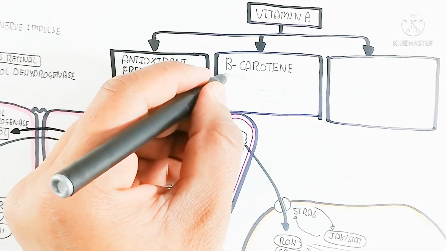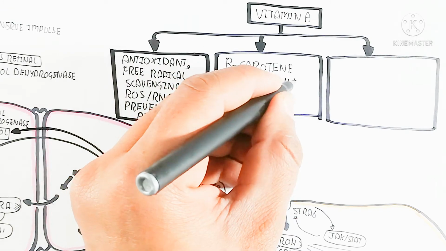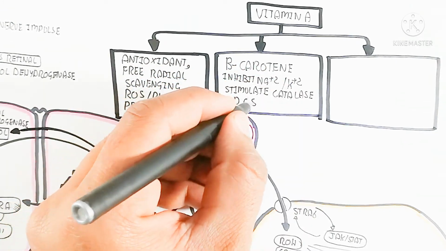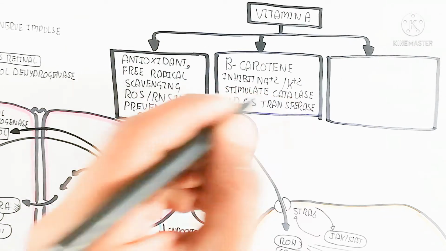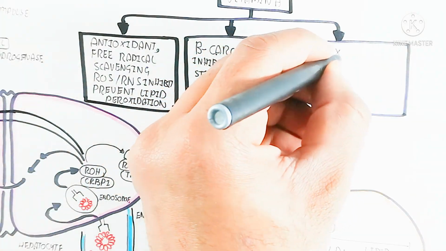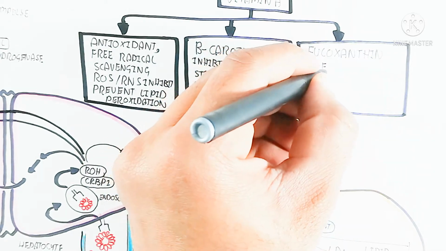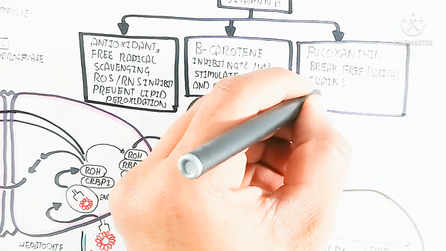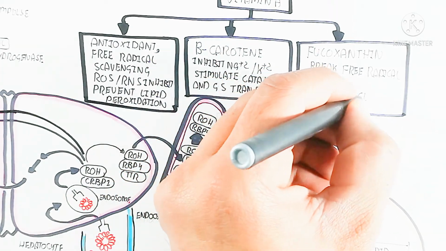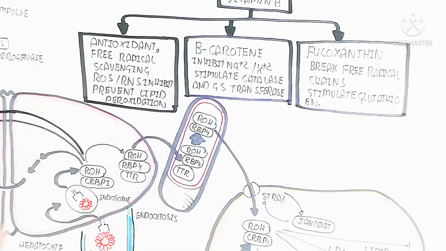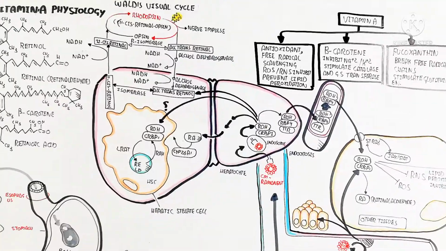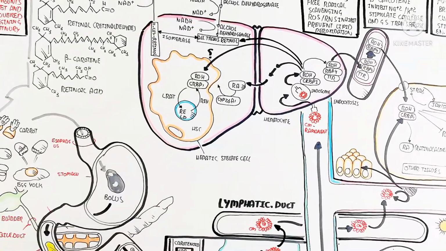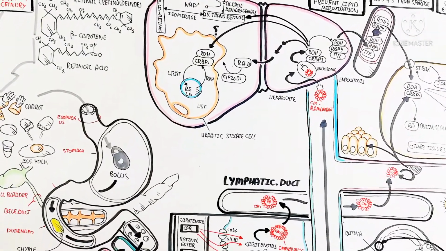This vitamin A is basically an antioxidant and free radical scavenger, with reactive oxygen species and reactive nitrogen species inhibition, and it prevents lipid peroxidation. And beta carotene is the important vitamin A precursor, which inhibits sodium-potassium ATPase stimulation and catalase, and basically the GS transferase enzyme is present, and fucoxanthin breaks free radical chains and stimulates the glutathione.